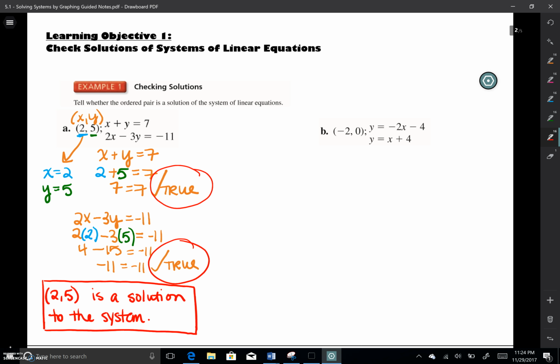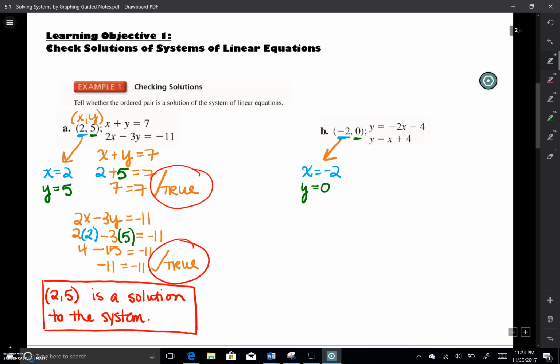Moving on to example B, you're going to see that we're going to follow the exact same process. So here our ordered pair is (-2, 0). Our equations are y equals -2x minus 4 and y equals x plus 4. So looking at my ordered pair, my x is this first number, -2, and my y is this second number, which is y equals 0.